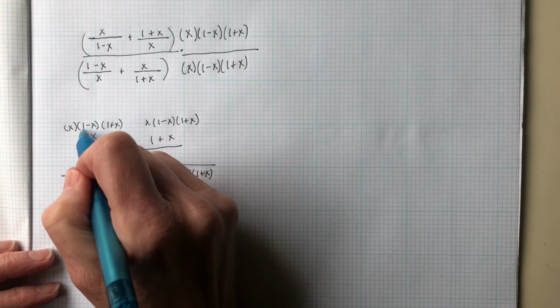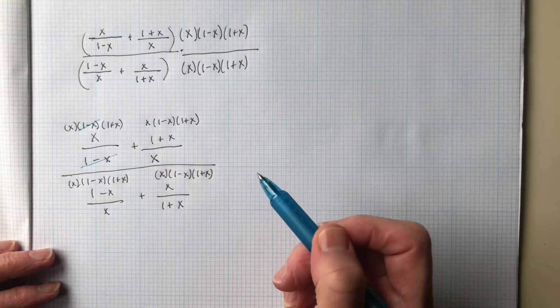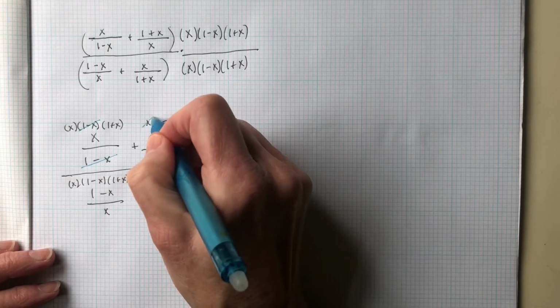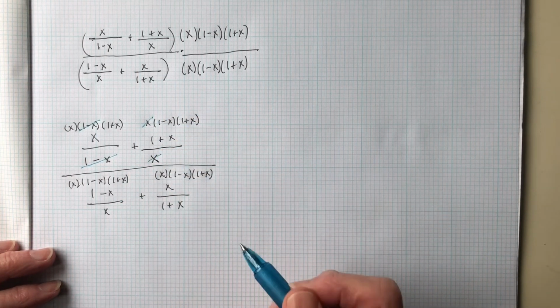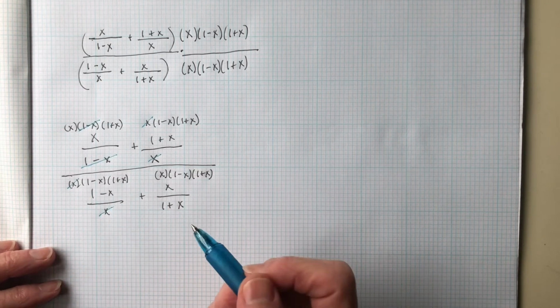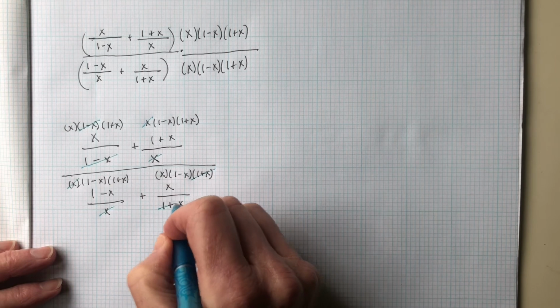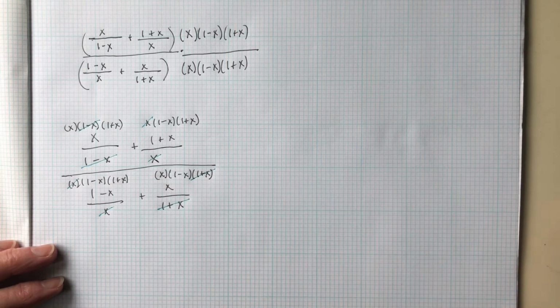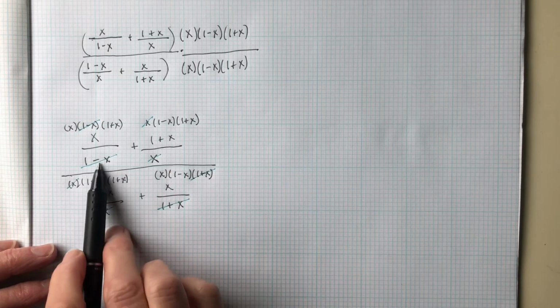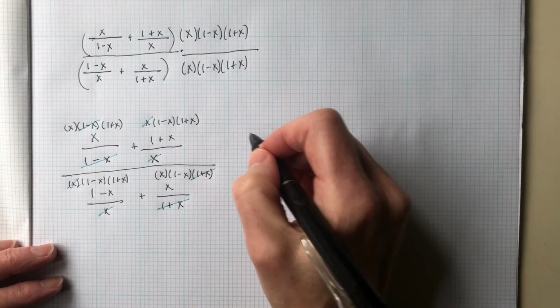So here, this factor of 1 minus x cancels with this denominator. This factor of x cancels with this x. This factor of x cancels with that x. And this factor of 1 plus x cancels with that denominator of 1 plus x. So now we've actually gotten rid of all the denominators and we can rewrite our expression.